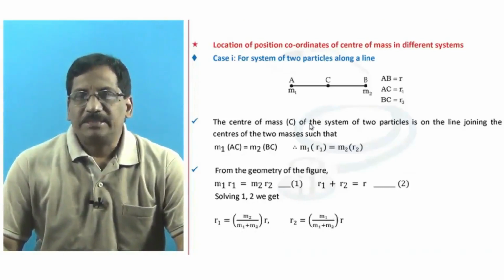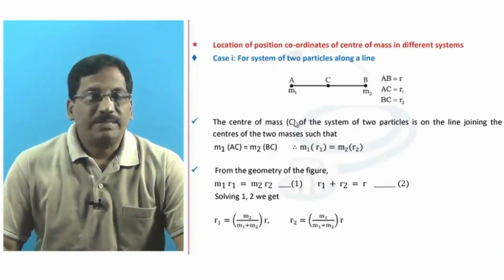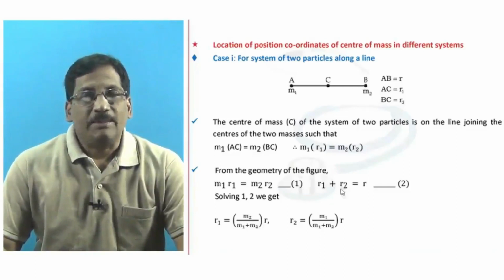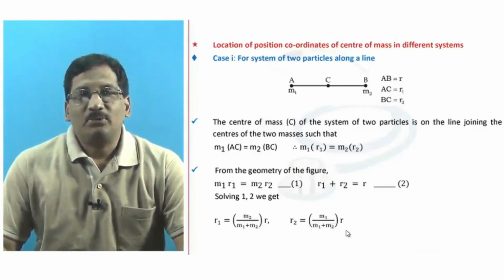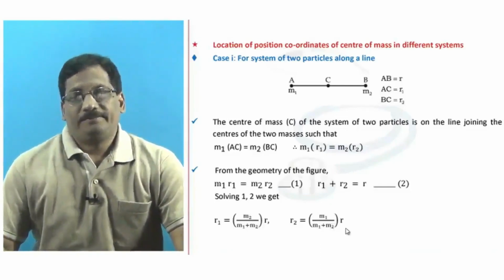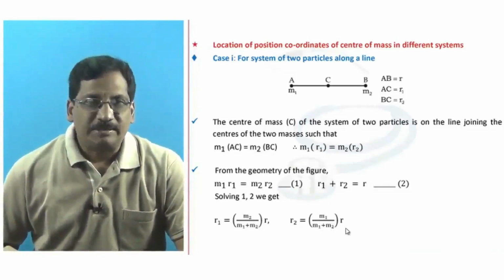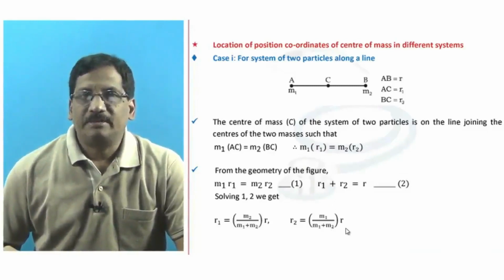r1, the distance of center of mass from the particle of mass m1, is m2 by m1 plus m2 into r, and r2, that is the distance of center of mass from the particle of mass m2, is m1 by m1 plus m2 into r. And this is how we locate the position of center of mass in this case of two particles separated by a distance r.